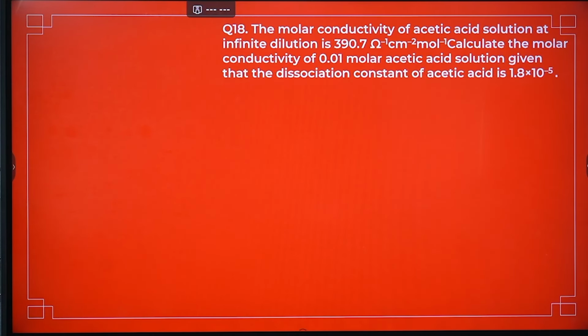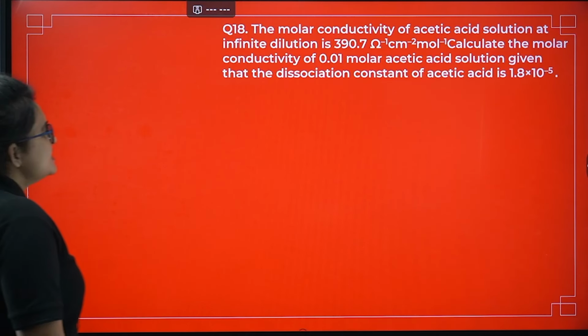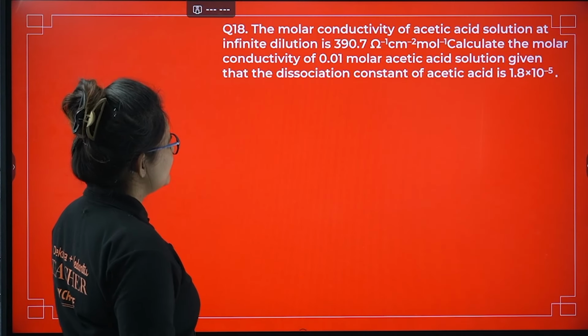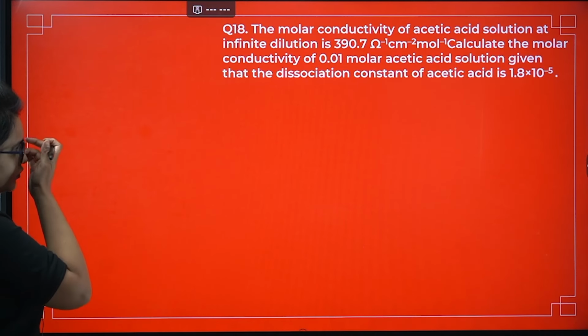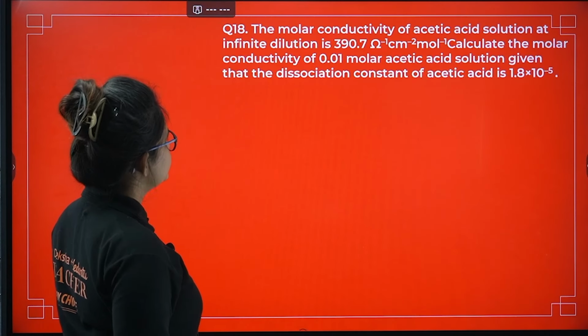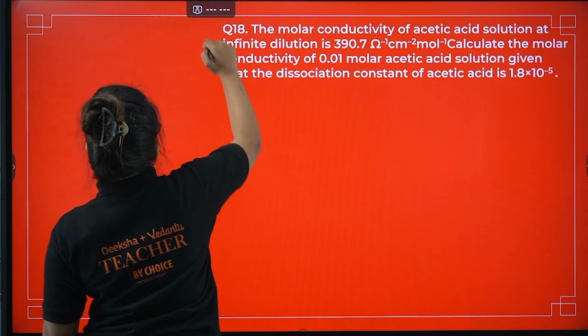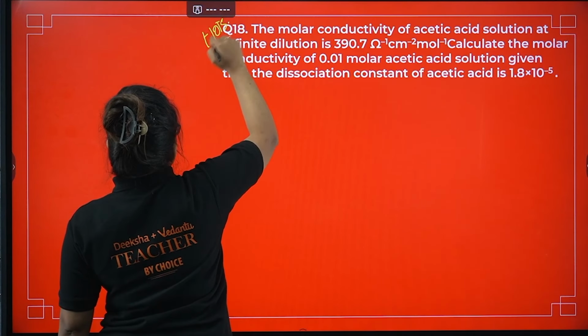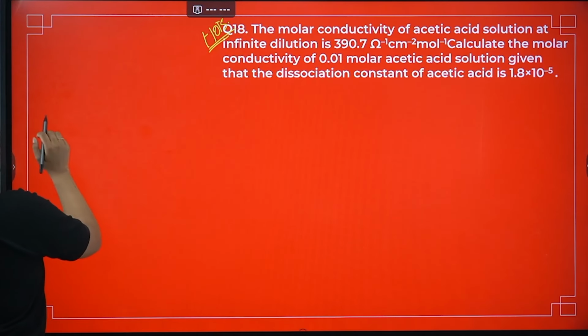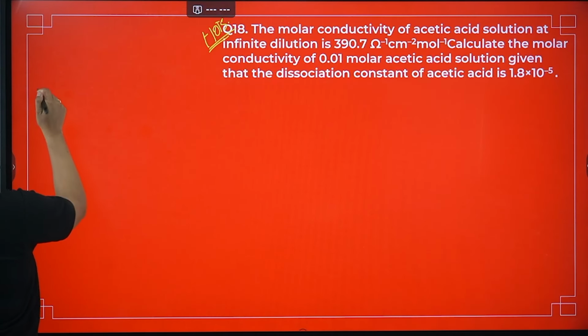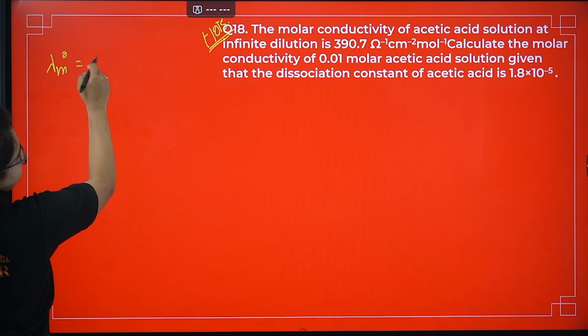The molar conductivity of acetic acid solution at infinite dilution is 390.7 ohm inverse centimeter square per mole. Calculate the molar conductivity of 0.01 molar acetic acid solution, given the dissociation constant of acetic acid. This is also a HOTS type, a difficult one. Let's go ahead. Lambda m0 is given. Lambda m0 value is how much?